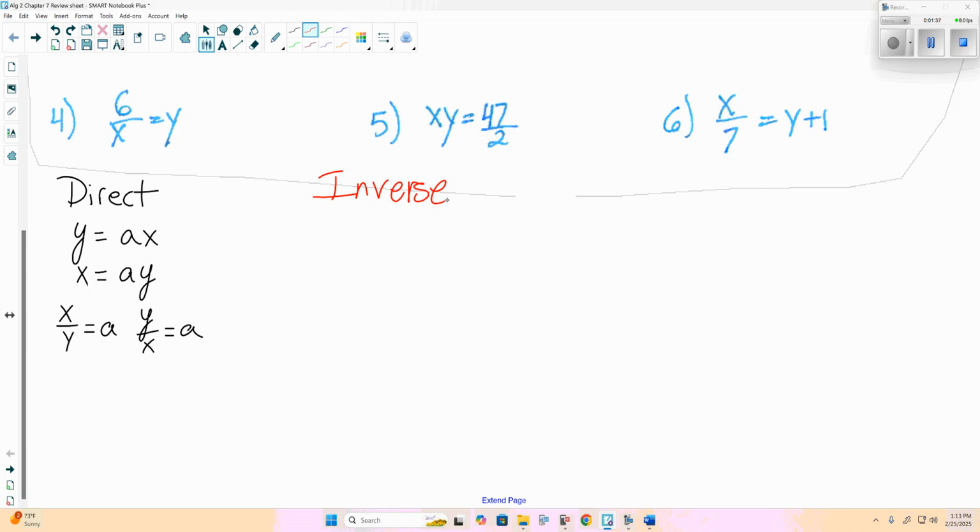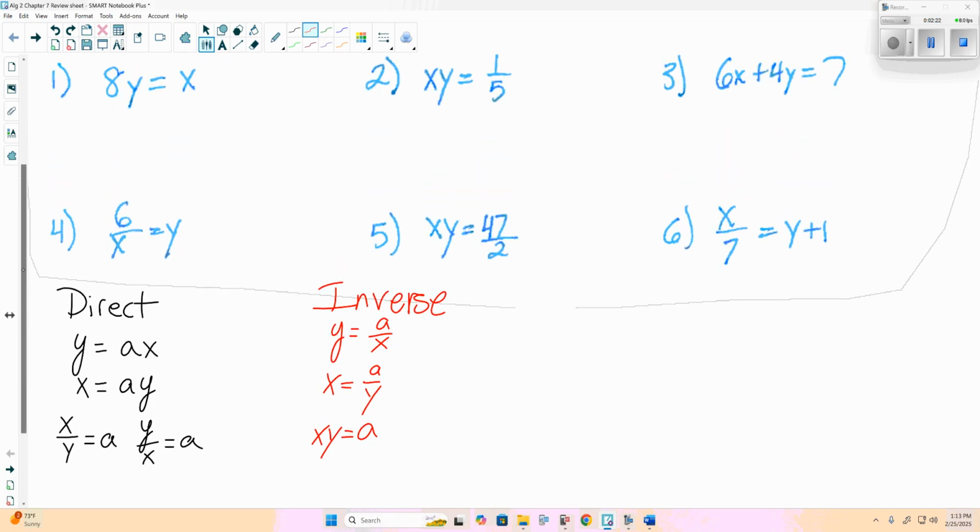Our other variation is inverse. The main equation we used for this was y equals a over x. So if the equation comes in this form, we have inverse. We could also say that x is equal to a over y, or x times y is equal to a. So when the variables are on the same side, they're being multiplied together. Unlike direct, we don't have two different versions of it, because x times y and y times x are the exact same thing, where x over y and y over x are a little bit different.